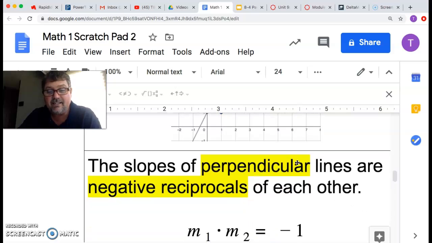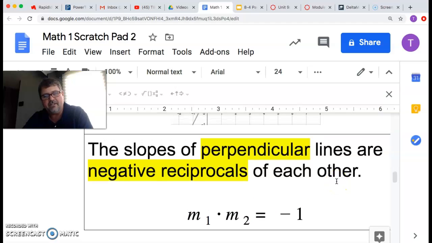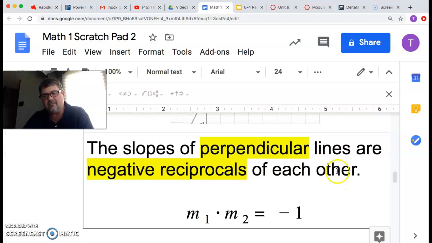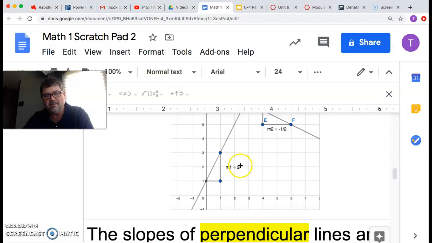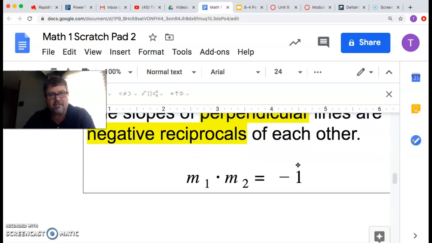Another way to say this is the product has to be negative 1. That's the way they write this in these formal definitions: m1 times m2 has to be negative 1. Well, that's true. 2 times negative 1 half is negative 1. So that's another way of saying the slopes are negative reciprocals of each other.